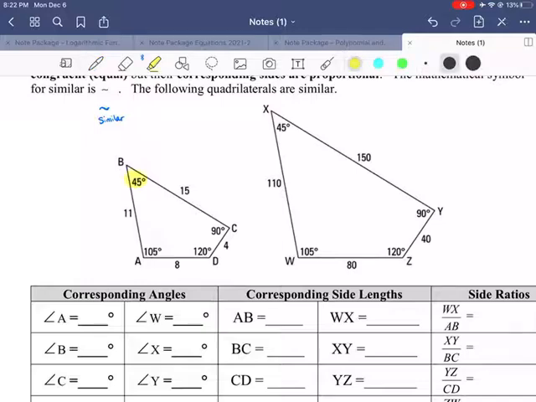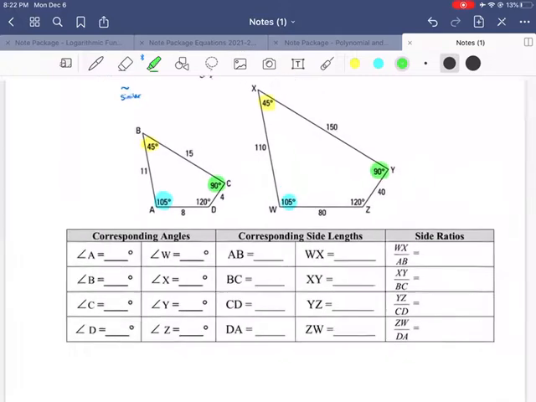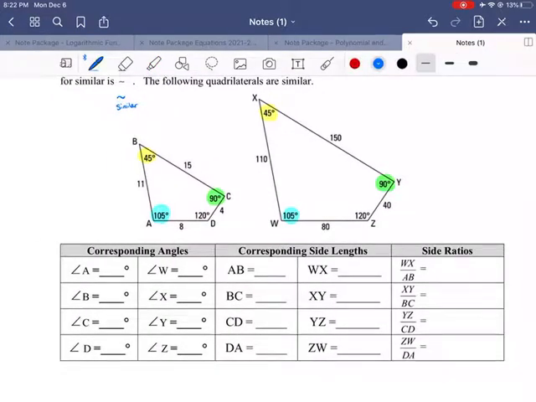You'll notice that all the corresponding angles are the same. Okay, so let's go through them. Angle A, you've got to find angle A first, and that's going to be 105 degrees. And the corresponding angle to that is angle W, which is also 105 degrees. Angle B is 45, and angle X is 45 degrees. Angle C is 90, and angle Y is 90. Angle D is 120, and angle Z is also 120. So all of those angles are corresponding. Now let's go into the side lengths.